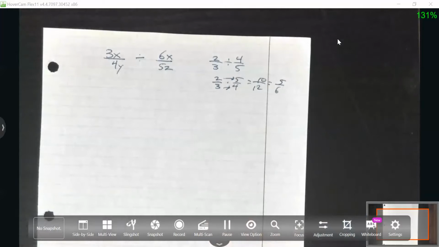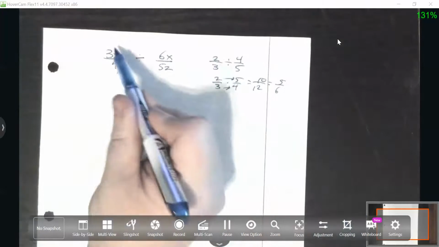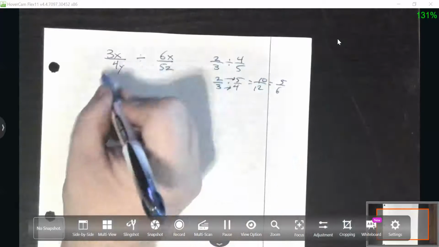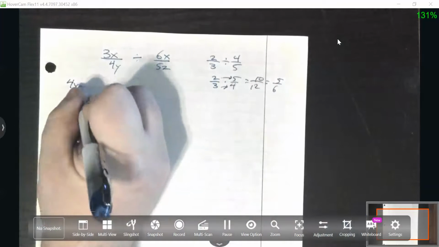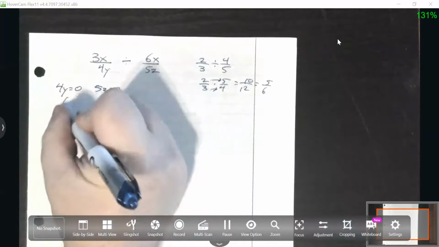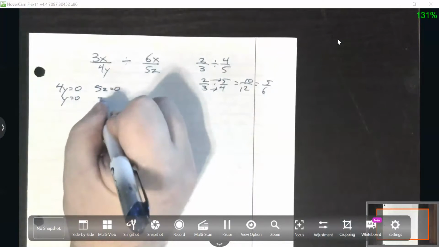So our steps are almost identical to what we did before. First step is still factor everything. All right, monomial, monomial, monomial, monomial. We can't factor anything, done. Second step, we take our denominators and set them equal to 0. So we have 4y equals 0, I have 5z equals 0, so that gives me y equals 0, and z equals 0.